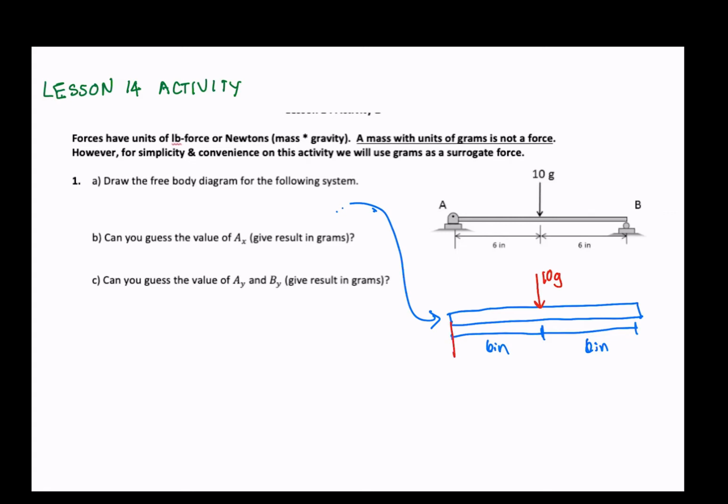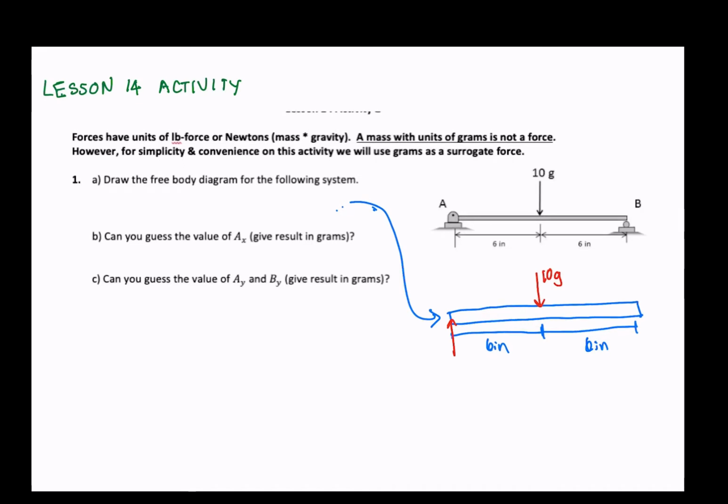And then if A is a pin, we would have AY and AX, and then B is a roller, so we would have BY. So there's the free body diagram for this system shown.